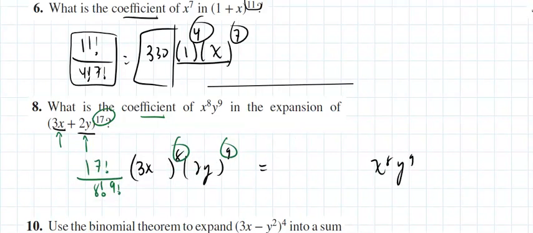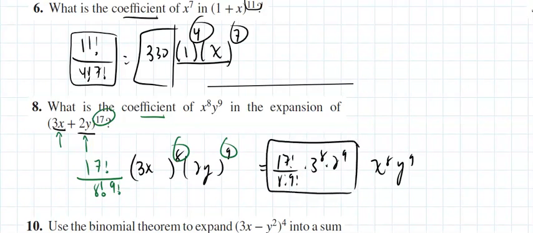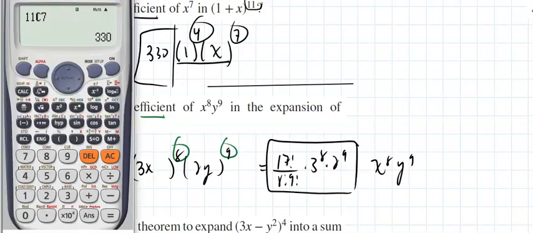is really 17 factorial over 8 factorial, 9 factorial, times 3 to the 8 times 2 to the 9th. That's the coefficient. On a test, you could leave it like that. For the homework, you get your calculator, you take 17 choose 8 or 9, it makes no difference. I already showed you that's the same thing. That's with the C. With the P, it does make a difference.